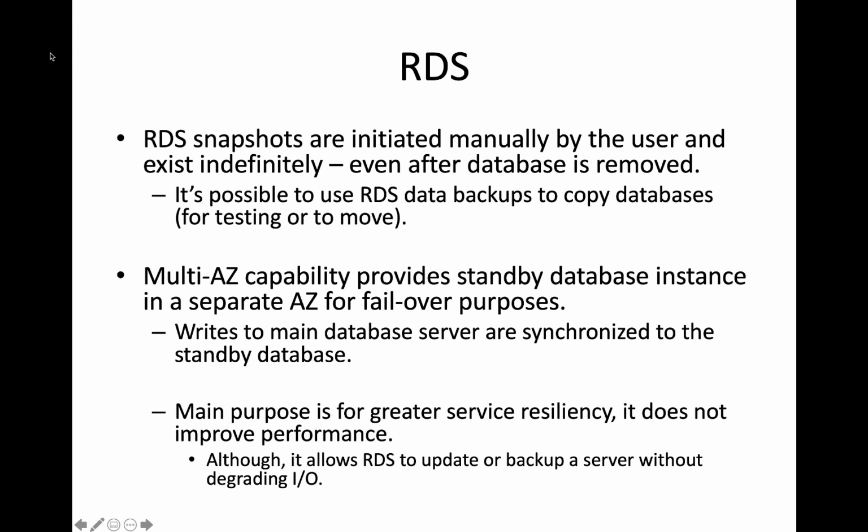What happens then is, when your application is writing data to your main database server, those database changes are synchronized to the standby database, which lives in a separate availability zone. If your primary database server fails, then RDS will automatically redirect database requests to the standby instance. And that provides you with much greater service availability. Of course, that comes with an additional cost.